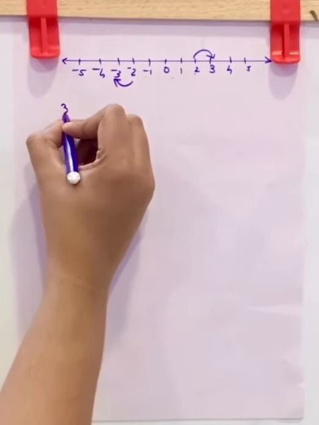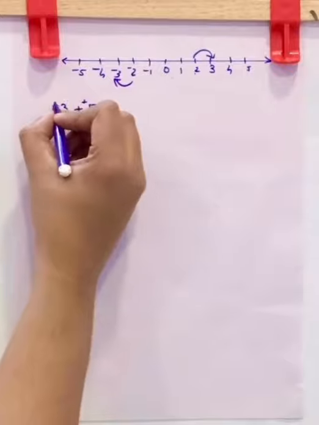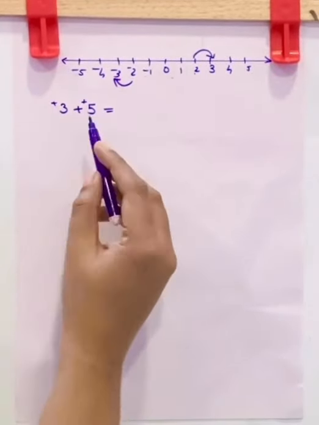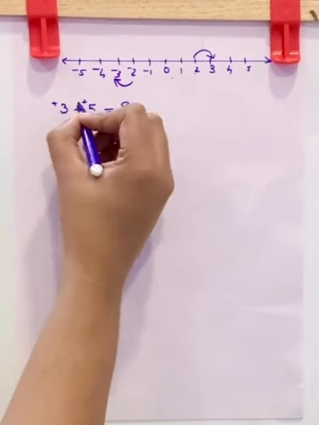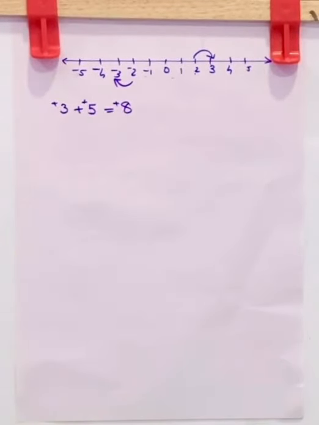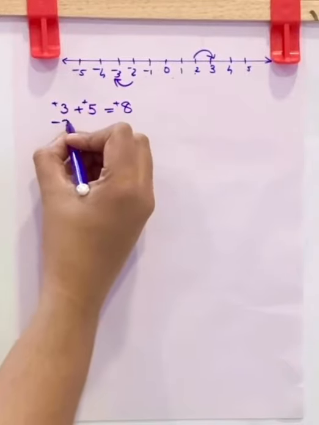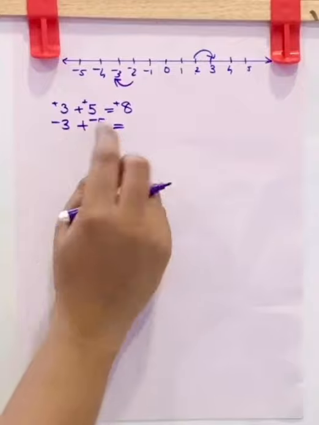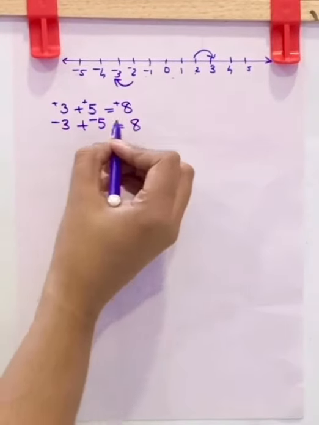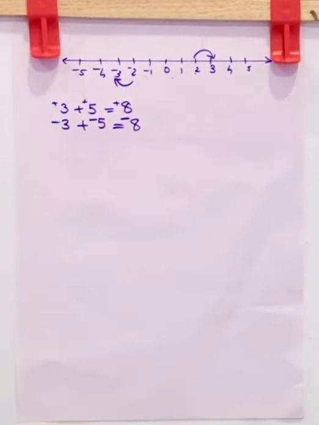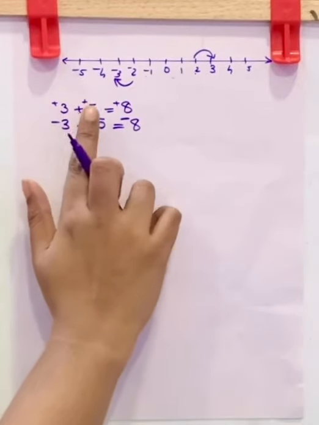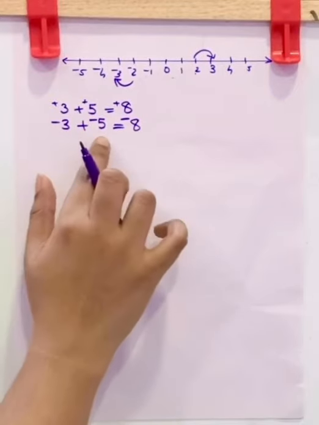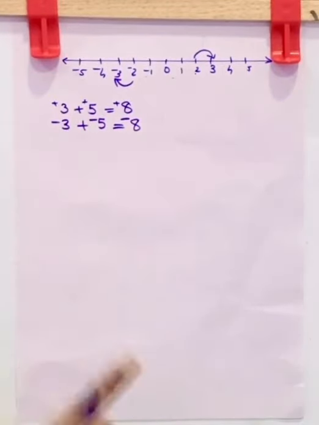That is 3 plus 5. Two integers here are positive. So the method is simply add the numbers and put the positive sign. If this was like this, again simply add the numbers here and put the negative sign. So if both are positive, add the number and put positive sign. If both are negative, add the number and put negative sign.